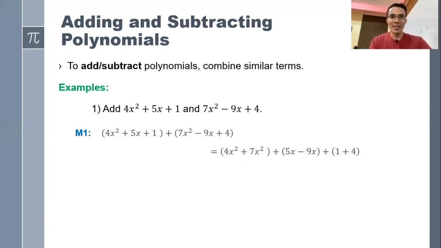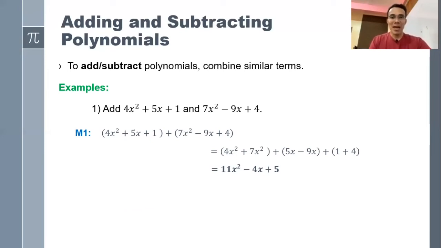Take note, grade 7, that you can only do this if there's no negative here, or there's no number here, and there's no negative here, and there's no number here. 4x squared plus 7x squared will give you 11x squared. 5x minus 9x will give you negative 4x. 1 plus 4 will give you 5. This is the simplest form.